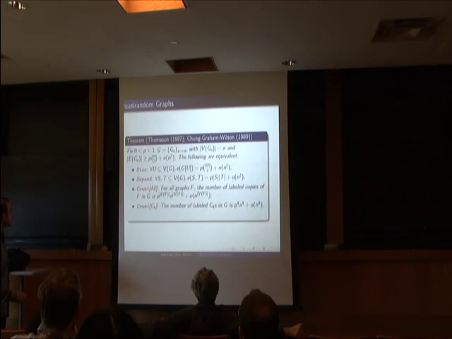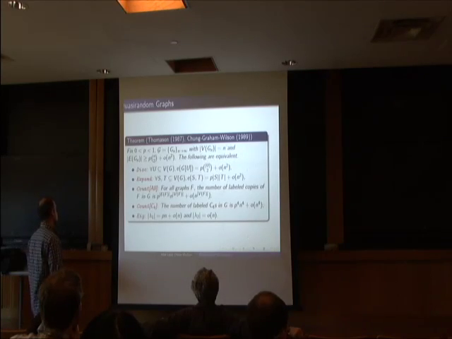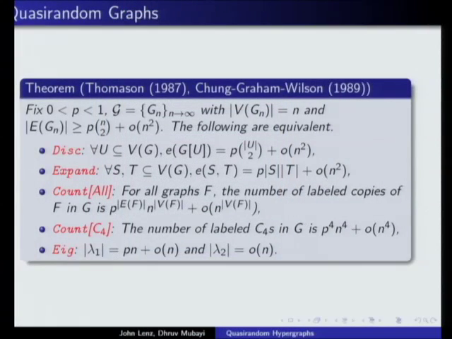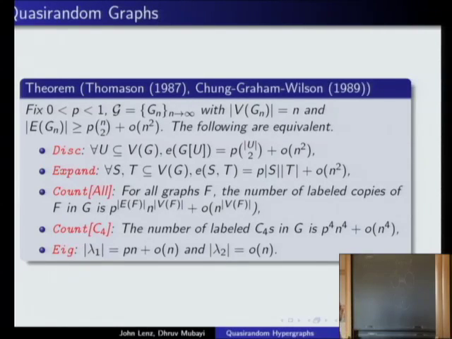And then this other part, which is also beautiful, is the entrance of the spectral, the eigenvalues. So it says it's equivalent to having the largest eigenvalue of the adjacency matrix of the graph be Pn plus little o(n), and the second largest eigenvalue be small compared to n. Okay, so this is basically a summary of the important aspects of the Chung-Graham-Wilson theorem for us, and this has many implications, applications, and so on.